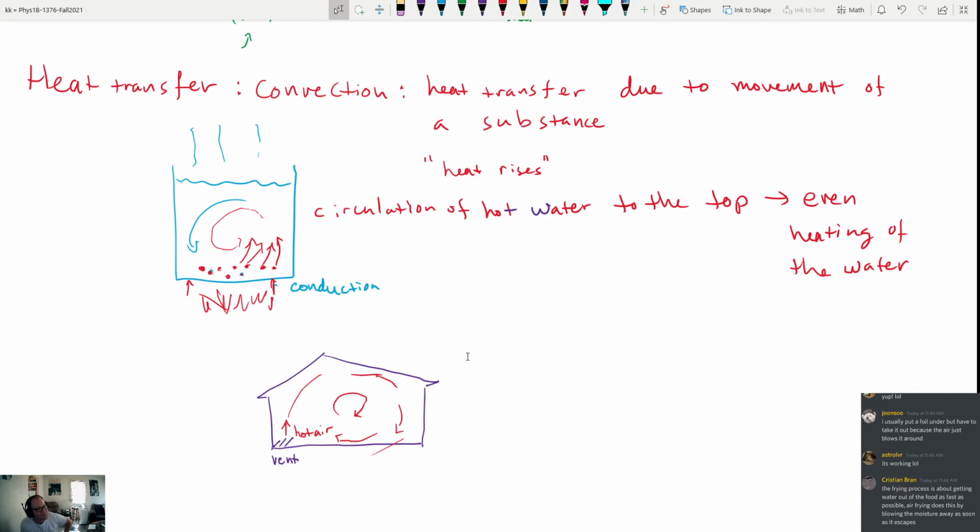Oh, so it is kind of frying things. From what Christian's saying, the frying process is about getting the water out of the food as fast as possible. Air frying does this by blowing the moisture away as soon as it escapes. Huh.